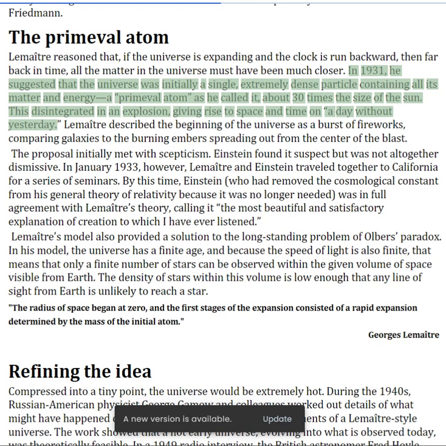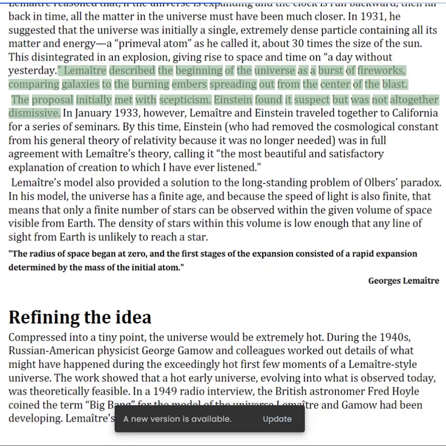This disintegrated in an explosion, giving rise to space and time on a day without yesterday. Lemaitre described the beginning of the universe as a burst of fireworks, comparing galaxies to the burning embers spreading out from the center of the blast. The proposal initially met with skepticism. Einstein found it suspect but was not altogether dismissive.